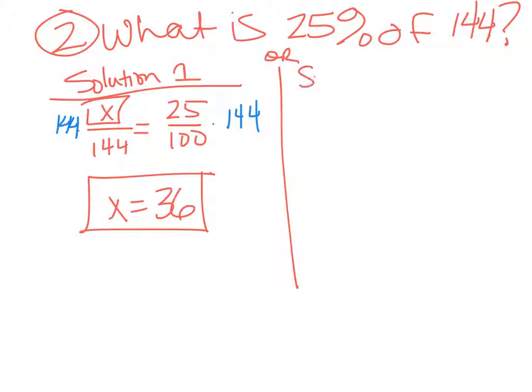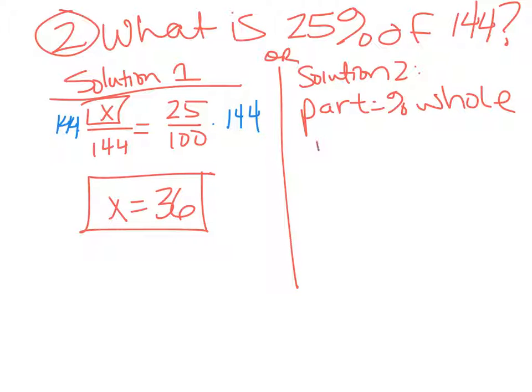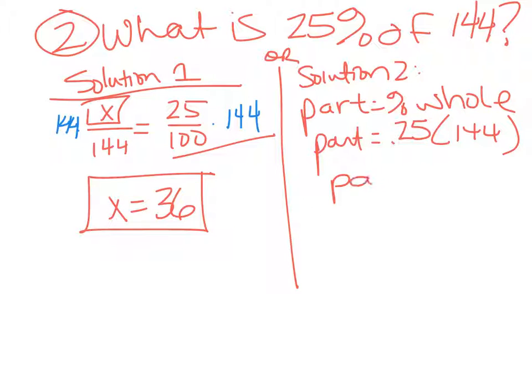Or you can just do it using the part equals the percent times the whole. So the part would equal the percent as a decimal, 0.25, times 144, which is exactly what we have here. So we'll still end up with 36.